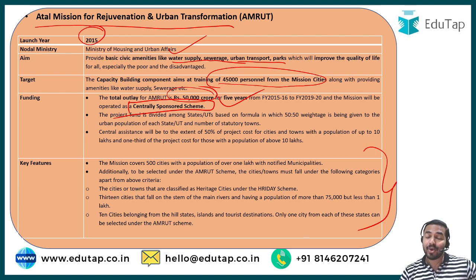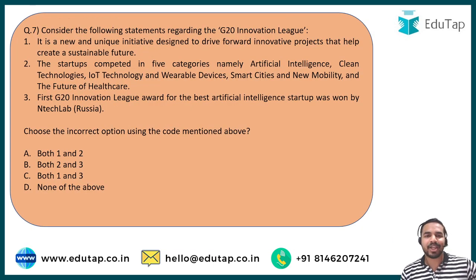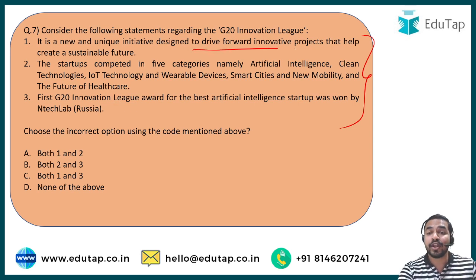And my dear friends, now let us move on to the next question of our today's session, which is here on your screen. So consider the following statements regarding the G20 Innovation League. See, the G20 Innovation League was held recently, and this becomes important as this was one of such kind of events which have been launched by the G20. So here all of you are requested to quickly go through these particular statements and tell me in the comment section below which one of the following statements is correct as per this G20 Innovation League. So the first statement says that it is a new and unique initiative designed to drive forward innovative projects that help in creating a sustainable future.